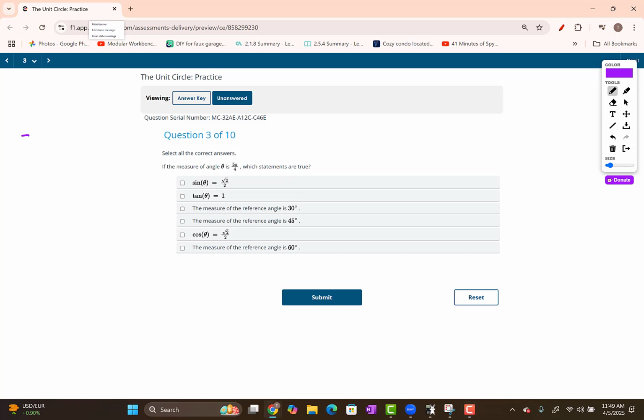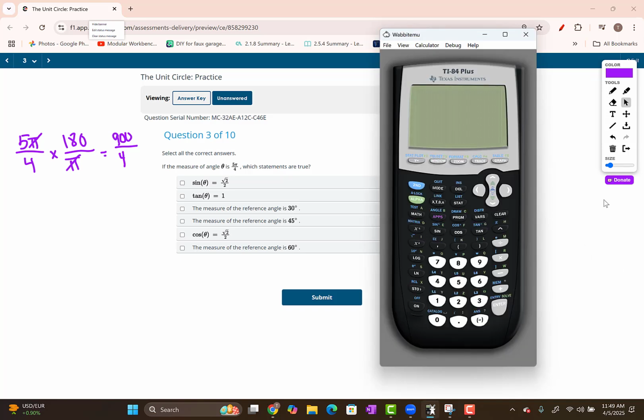And to do that, we're going to take the radian measure. And this should be a familiar formula. We're just going to multiply that radian measure by 180 divided by pi. The pi's will cancel. 5 times 180 is 900, divided by 4. And then let's get our calculator out and take 900 and divide it by 4. So we get 225 degrees.